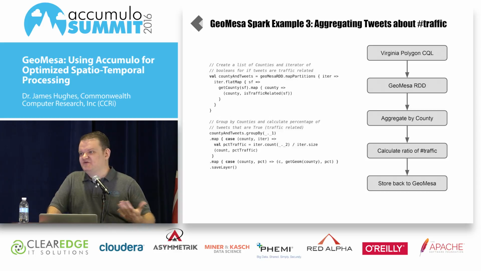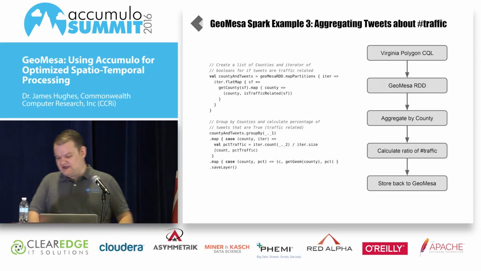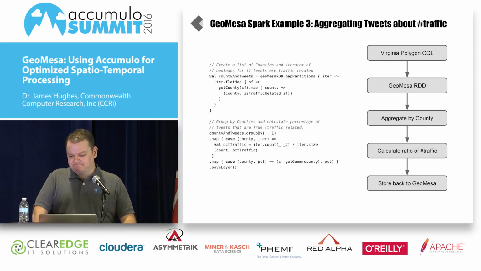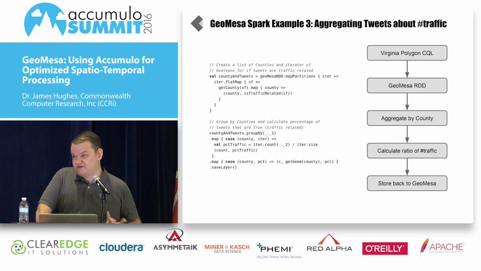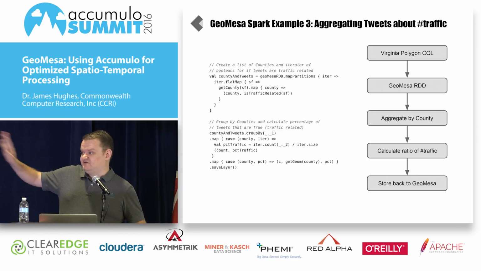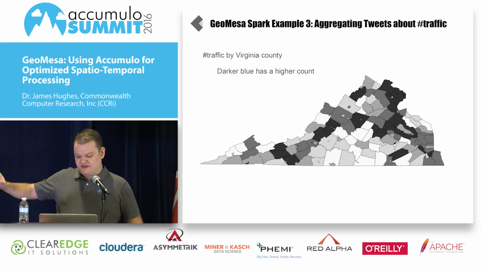So the next example is pretty much the same. We could go ahead and look at how tweets about traffic work in Virginia. So where are people upset about their traffic, or at least saying something about their traffic? We can go through the same idea of taking the counties in Virginia, distributing them around the cluster, and then pulling back the tweets for each county and counting them.